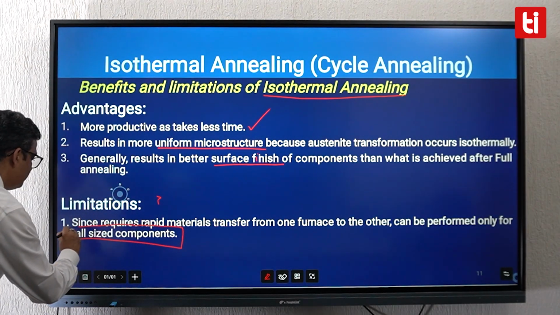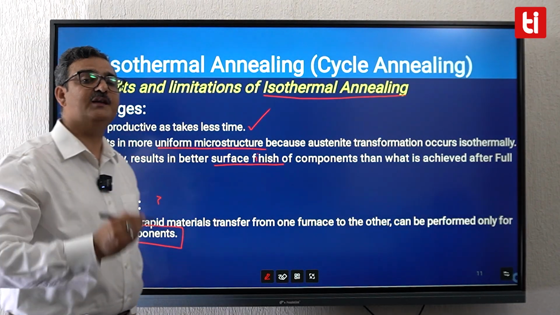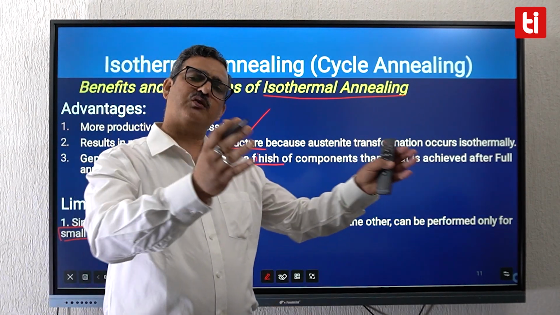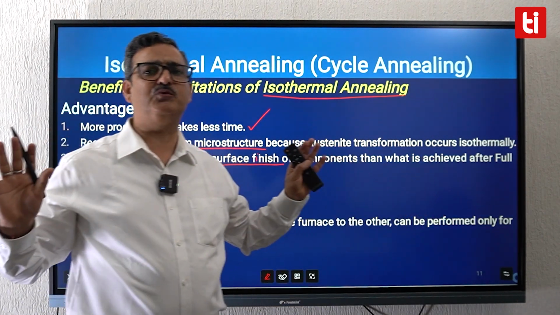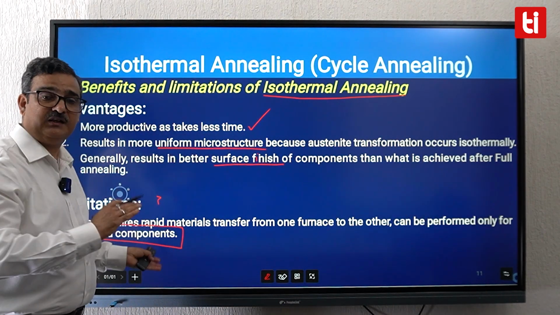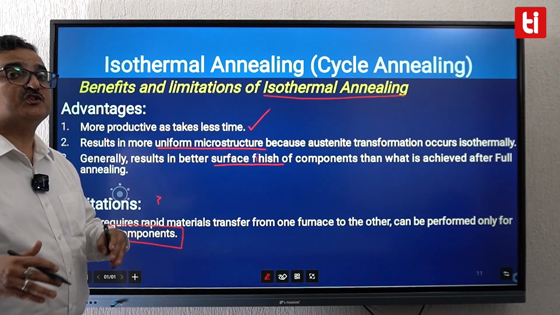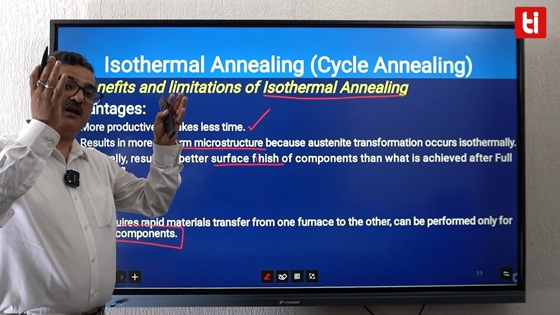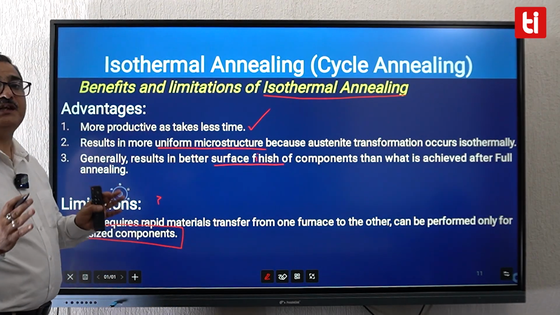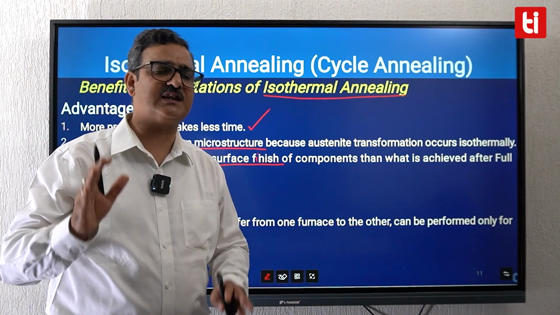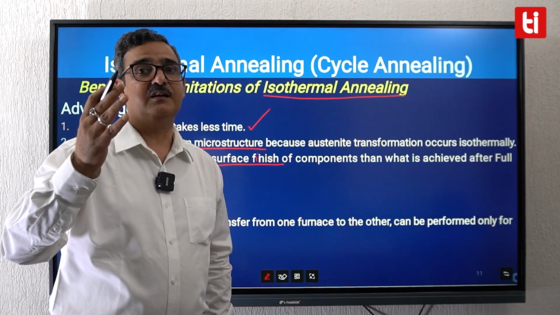There was no such limitation in full annealing, because there we simply placed the sample comfortably in one furnace and everything happens in the same furnace. Here you have to do material transferring, which is not easy when the sample size is very large. So this process is limited to small sized samples. That's the only limitation, but it's a big disadvantage.